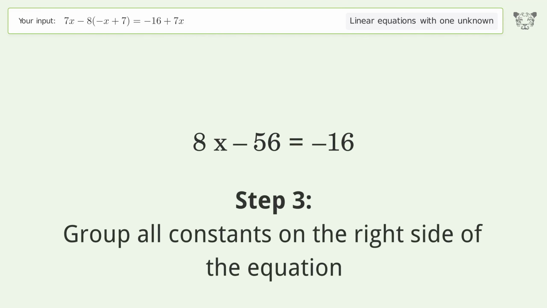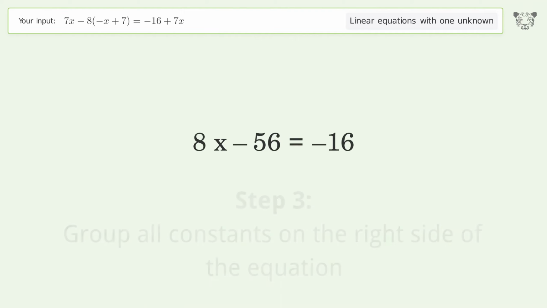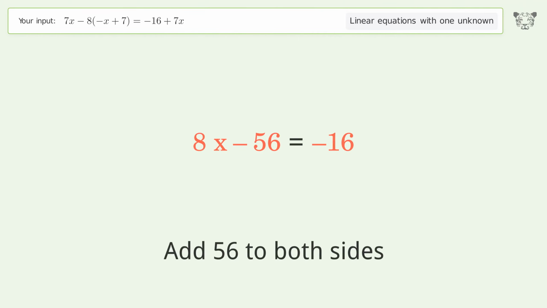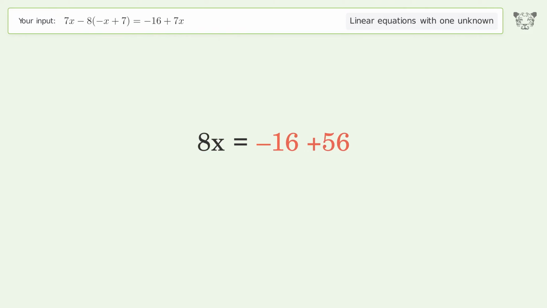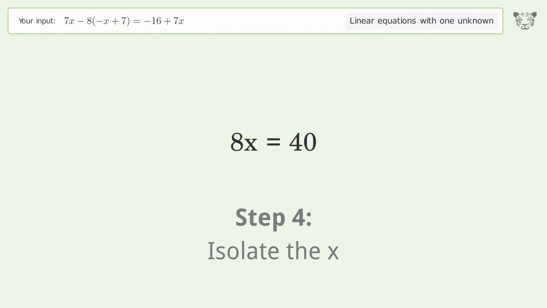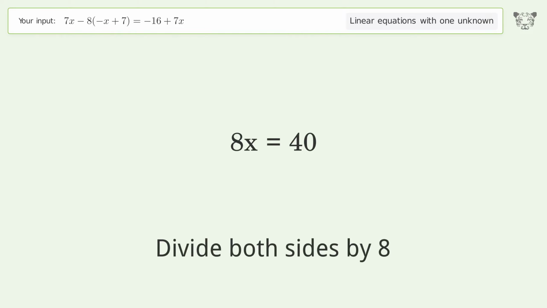Group all constants on the right side of the equation. Add 56 to both sides. Simplify the arithmetic. Isolate the x. Divide both sides by 8.